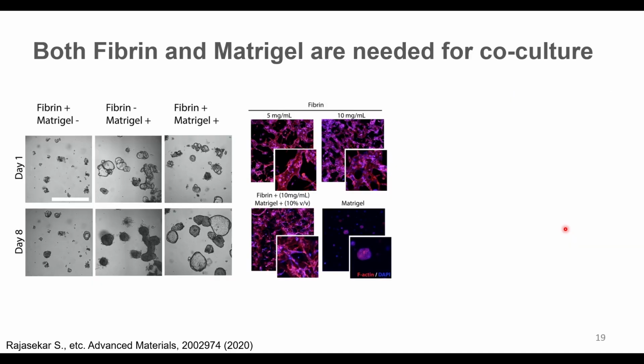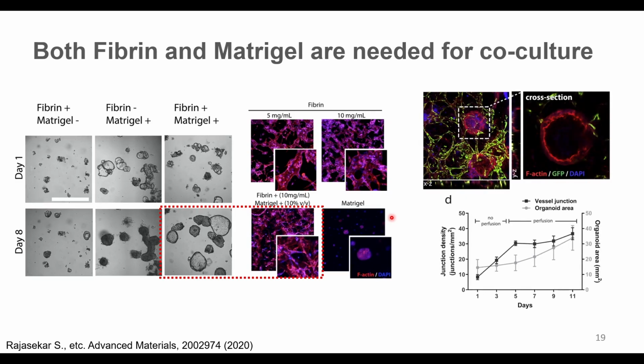Here I'm just going to talk a little bit about the matrix optimization. We all know that endothelial cells really like fibrin, but we also know that colon organoids really need Matrigel. So we need some sort of compromise here. What we found is that 90% fibrin plus 10% Matrigel gives us the best matrix that can support both types of tissues.